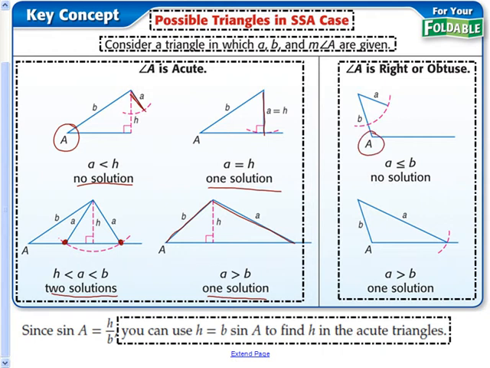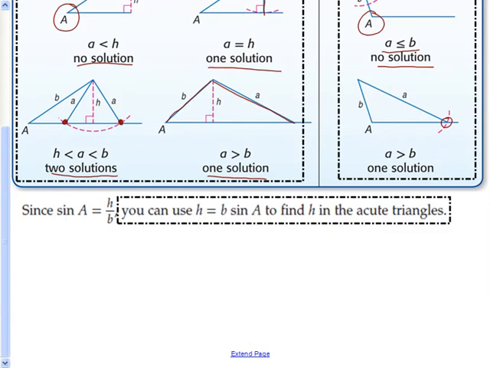Now, if A is obtuse, it's a little easier. Either it works or it doesn't. As long as A is less than or equal to B, you're going to get no solution. But as long as A is greater than B, you will get a solution out here. And then you'll solve them. And then remember that you can find the height, which is B sine of A.